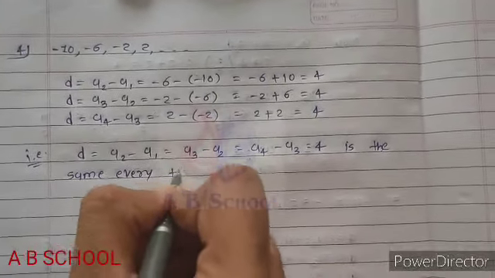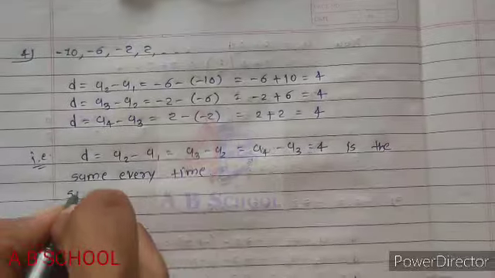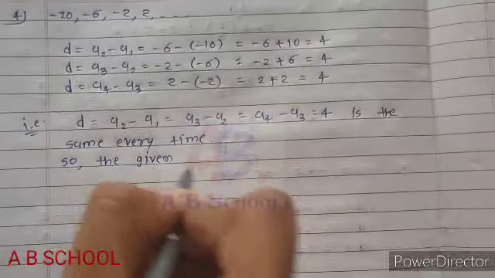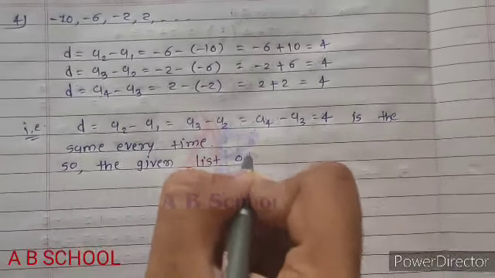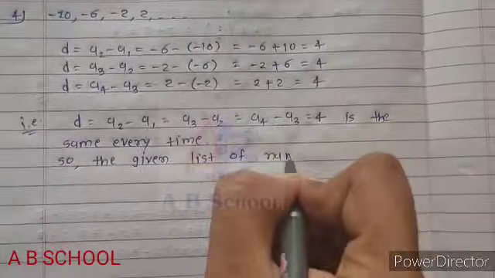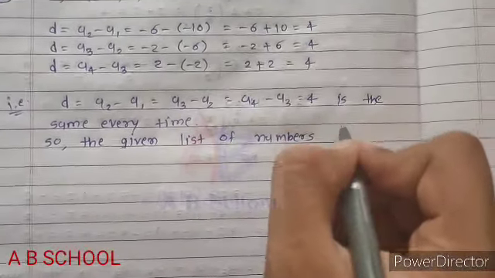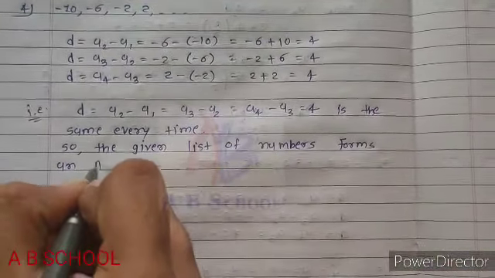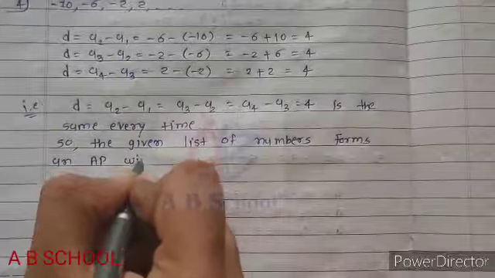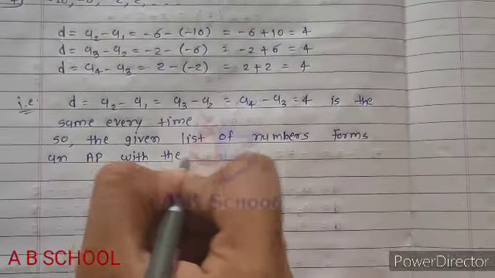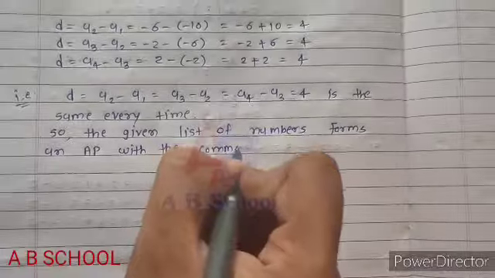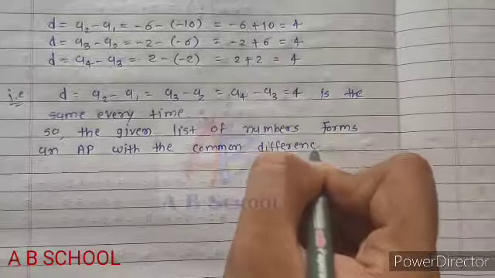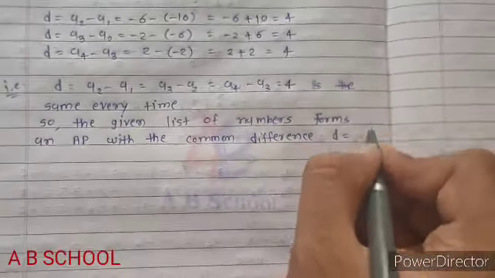every time. So the given list of numbers forms an AP with the common difference D is equal to 4.